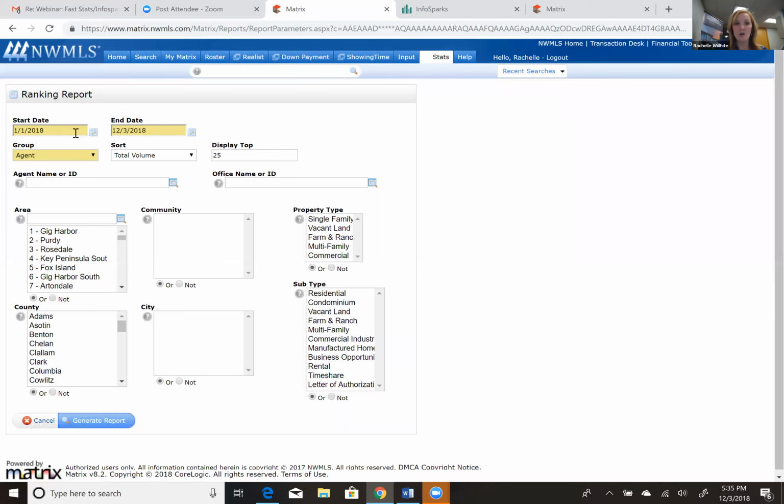And so you can go in and put a start date and end date. You can look for individual agents or an office. And you can display up to 100, 200. If you feel like you're really far down on the list, you may want to go 3,000. And you could sort by volume or by price point. You can do a lot of different searches here.